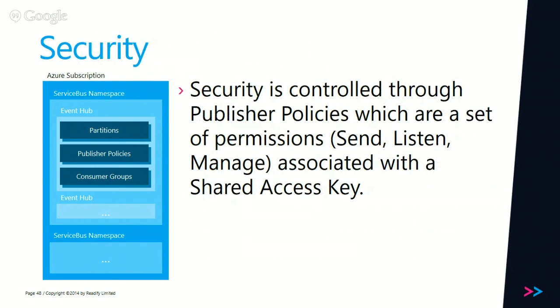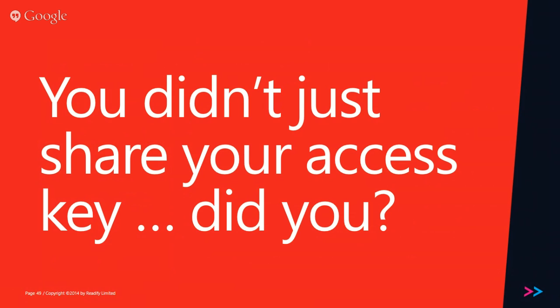As I said, security is set through publisher policies. So there are different permissions: send, listen, and manage. You create a shared access key with the appropriate permissions, and then you go through the various hashing algorithms. But one thing you need to keep in mind is that you don't want to share that shared access key with your devices.